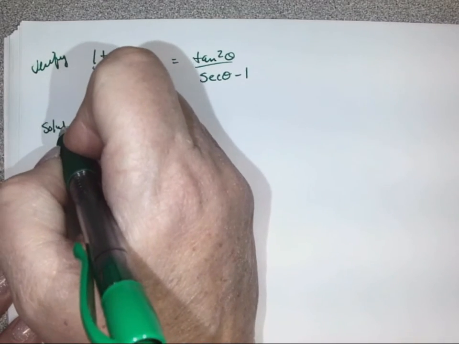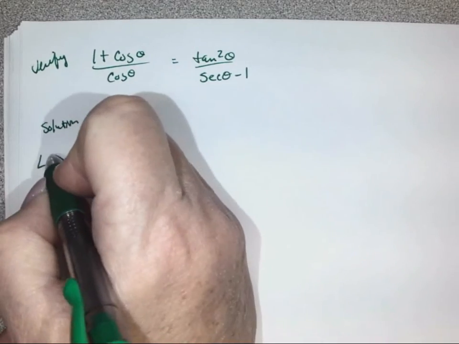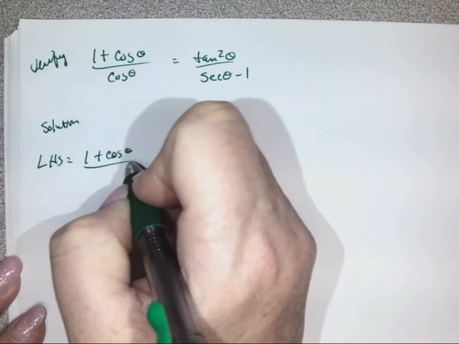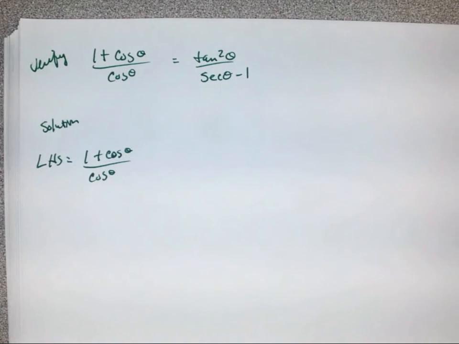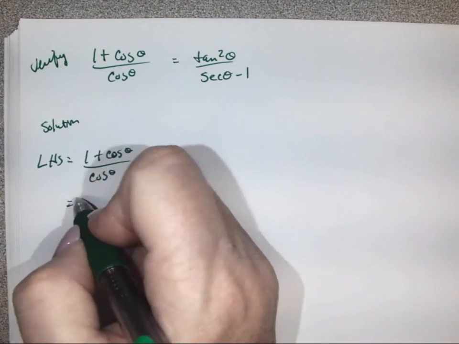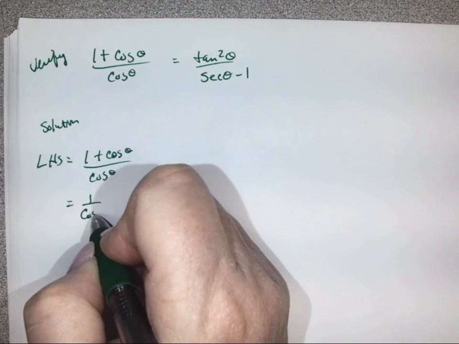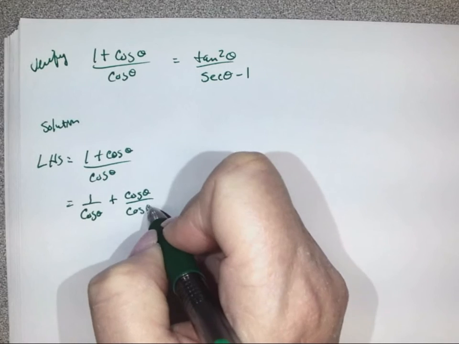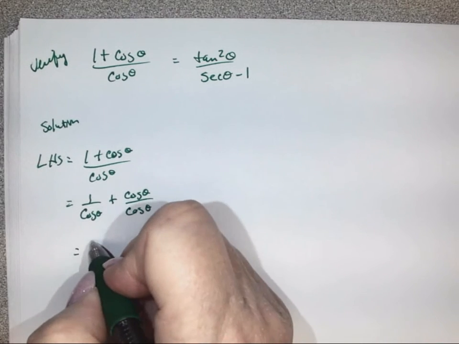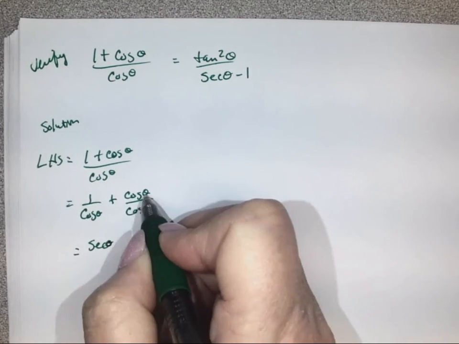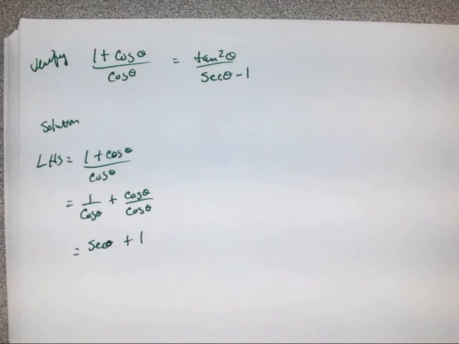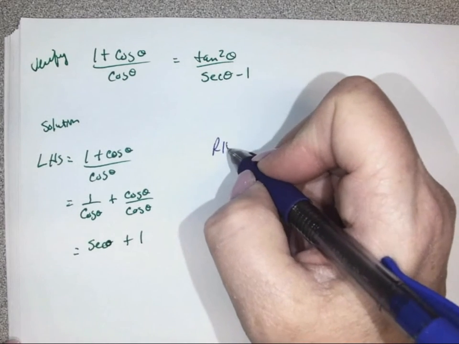So here's our solution. If we take our left-hand side, which is equal to 1 plus cosine theta over cosine theta, I'm going to separate the fraction like we did on the last one. So I'll have 1 over cosine theta plus cosine theta over cosine theta. Well, 1 over cosine theta is secant theta, and cosine over cosine is 1, so I get secant theta plus 1. All right, that's as simplified as I can go, so now let's try the right-hand side.